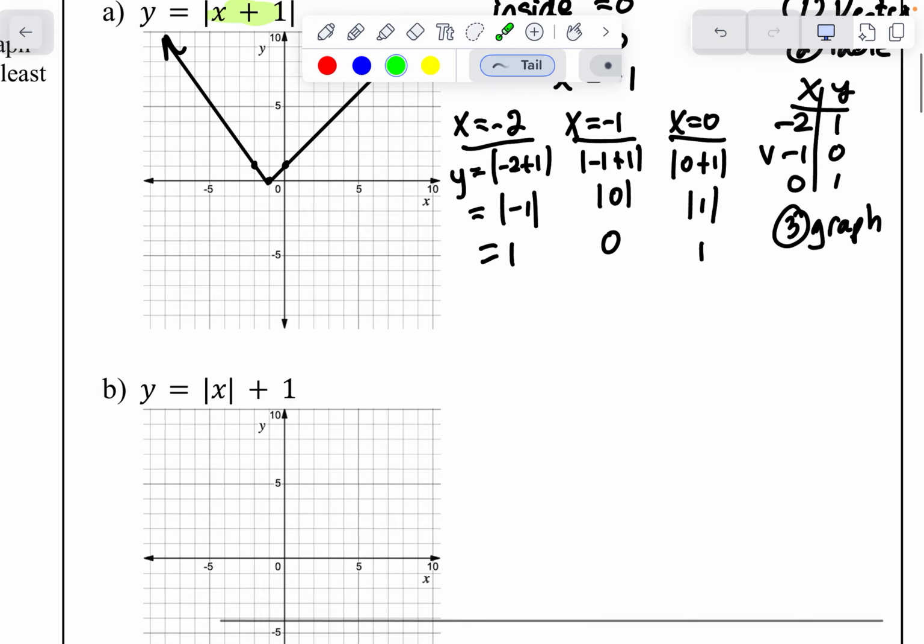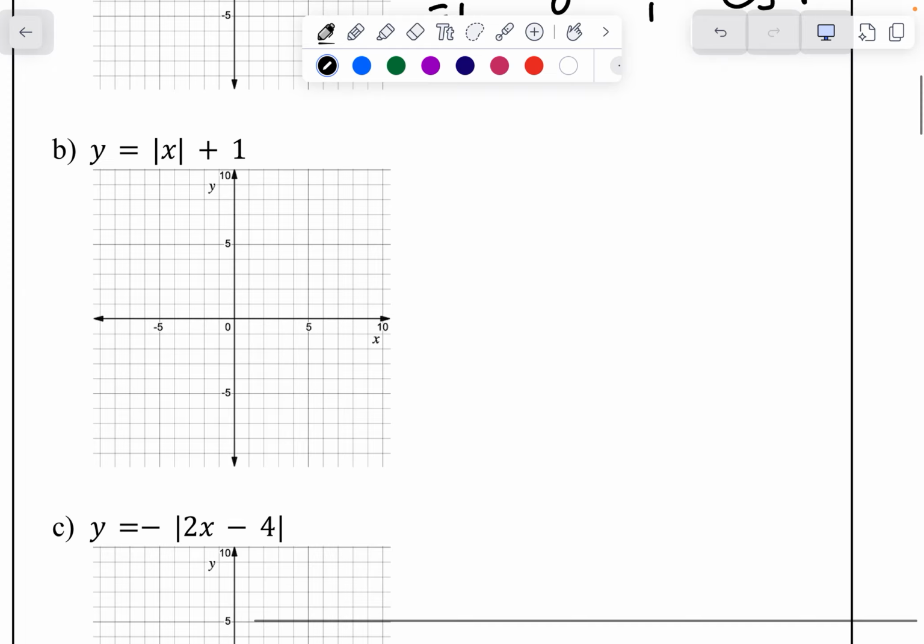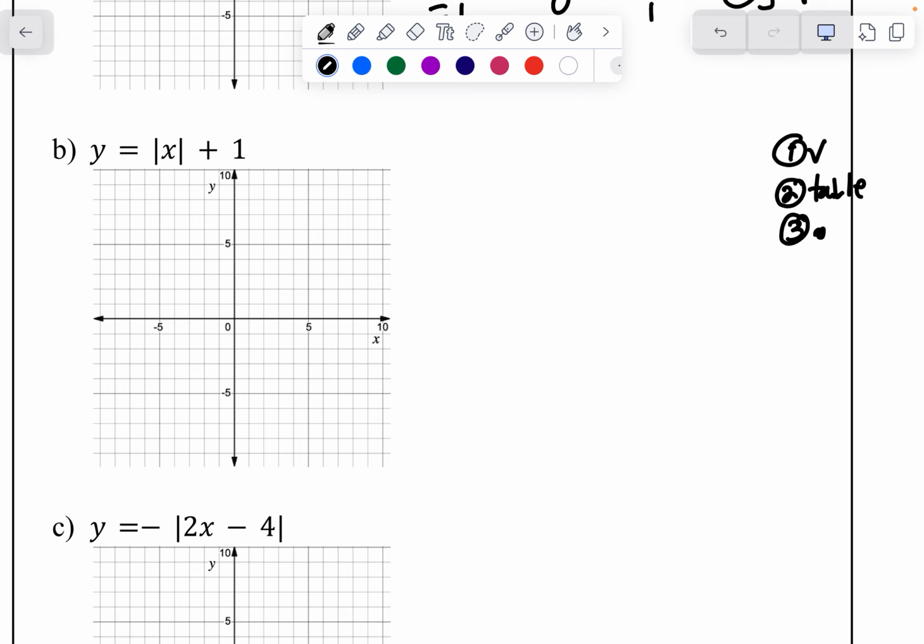Okay, let's do it again. So remember, we're going to find the vertex, we're going to do a table, and then we're going to graph it. Okay, so those are our 3 steps every time. Okay, first to find the vertex, we're going to set what's inside and only what's inside equal to 0. That's 0. That's great.